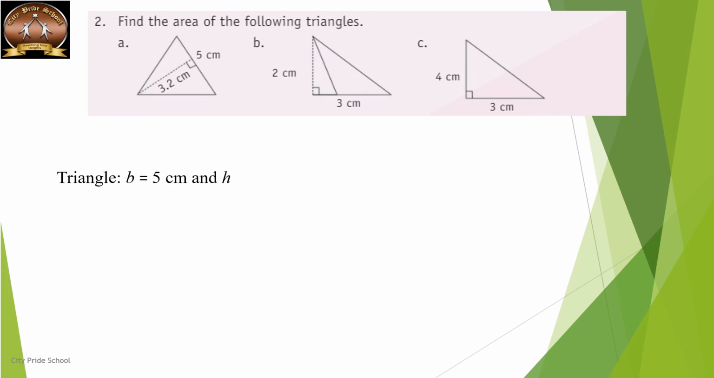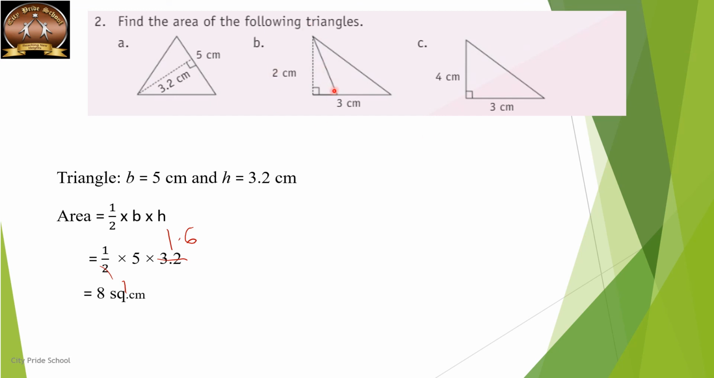If you see this particular triangle, it is an acute angle triangle. And in acute angle triangle, you can see the altitude over here, which is perpendicular to the base. So area is half base into height. Base is 5 centimeter. Altitude is 3.2 centimeter. So substituting, we get 2 ones are 2, and it gets cancelled, 1.6. So answer is 5 into 1.6, which is equal to 8 square centimeter.